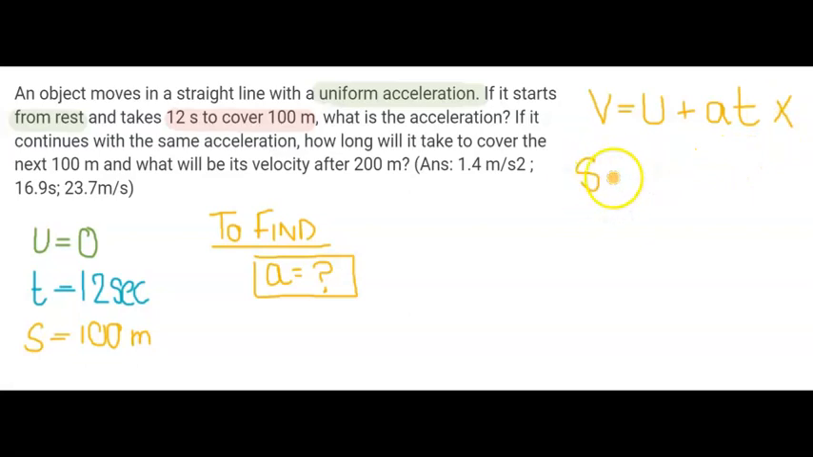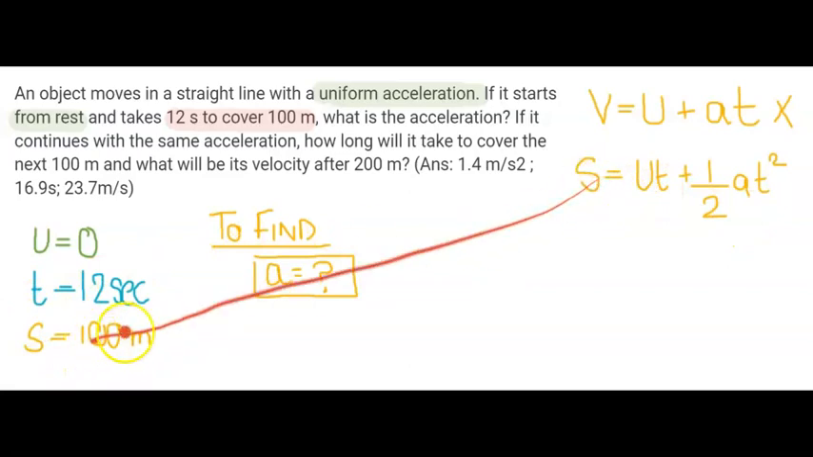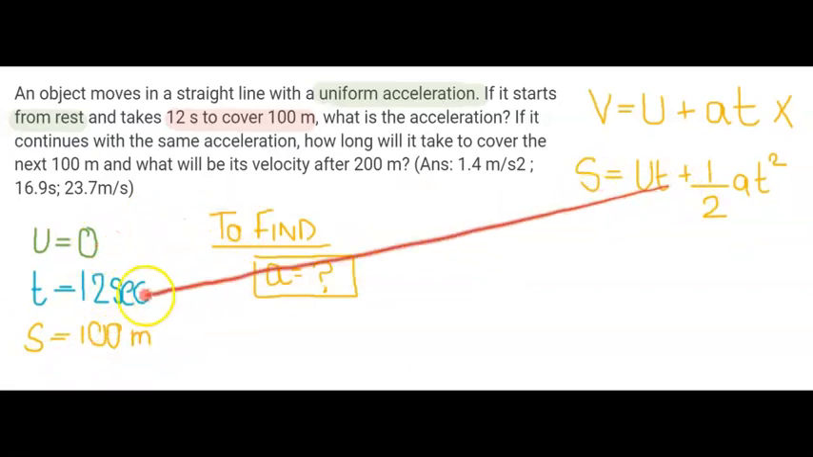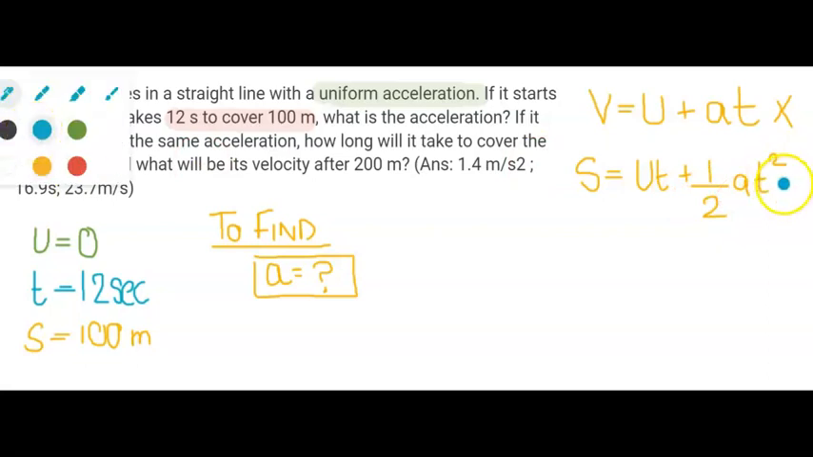So s equals ut plus half at square. I have the u. Yes, I have the u. I have the t, which is 12, and I am missing the a, which is fine, and the s is also given. So in this one, the s is given, the u is given, the t is given, only the a is the missing bit. So this is the right equation to use.